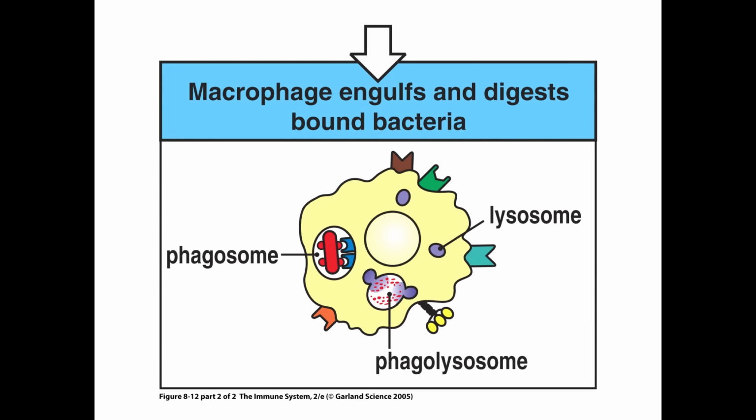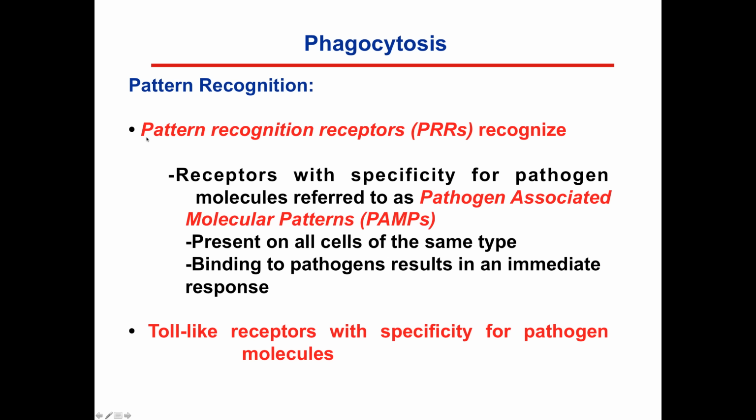This recognition is referred to as pattern recognition, and these are referred to as pattern recognition receptors, or PRRs. These receptors have specificity for pathogenic molecules, referred to as pathogen-associated molecular patterns. So the pathogenic molecules, the molecules that are on the surface of the pathogen, are referred to as pathogen-associated molecular patterns.